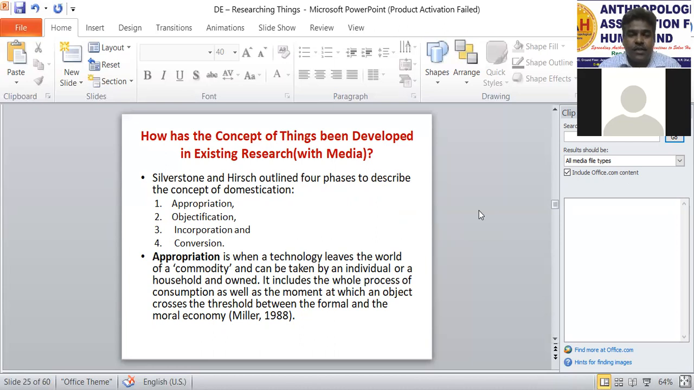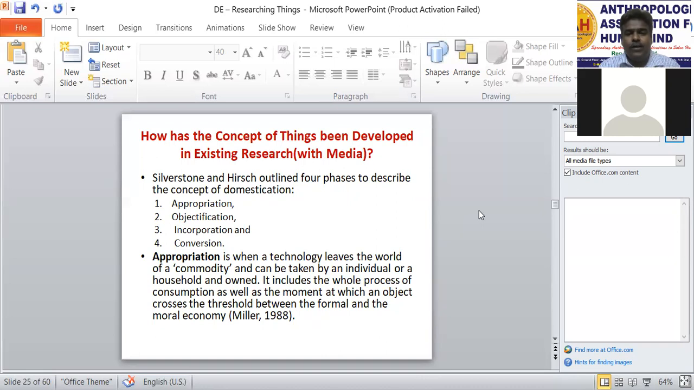We are discussing how the concept of things being developed in existing research with media. So in that process, we read about Silverstone and Hirsch's edited book. In that book, they outlined 4 phases to describe the concept of domestication. They have developed the domestication approach. So they prescribed 4 phases of the domestication approach to understand the influence of the media technologies in the domestic life. So the first one is appropriation. Second phase is objectification. Third phase is incorporation, and the final phase is conversion.